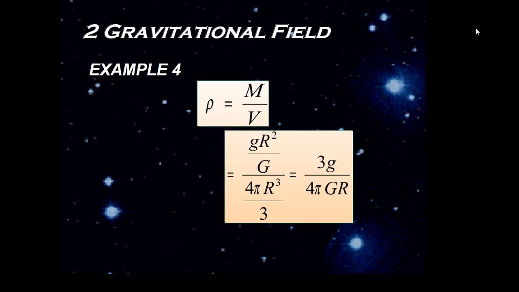Plug in the M that you found in example 3. Write the equation. Volume of, we assume Earth to be spherical, so 4 pi R cubed over 3. Notice that both R's are capital R. You rearrange and you get this answer.